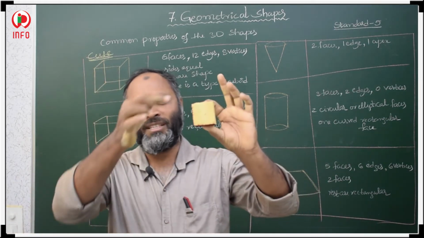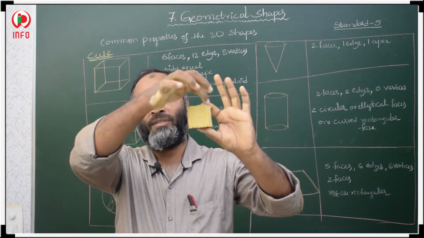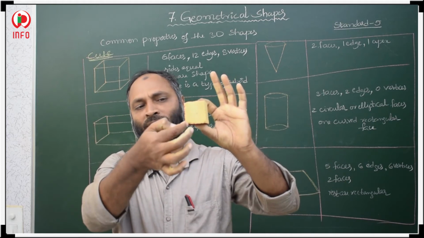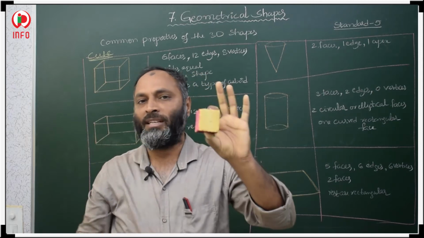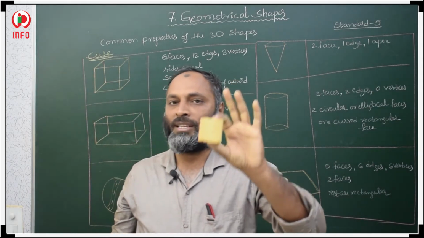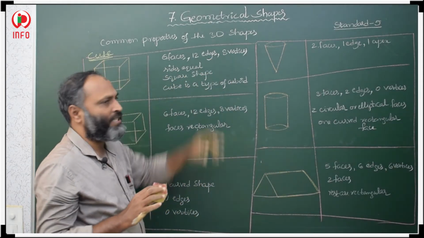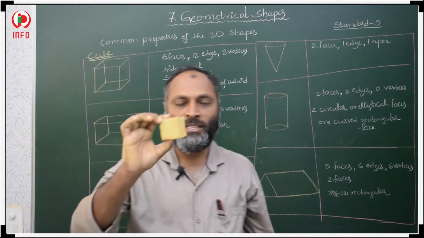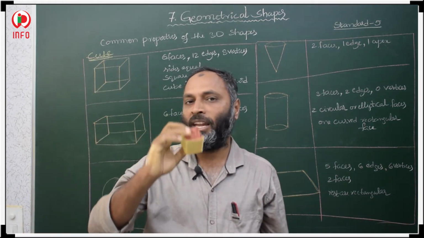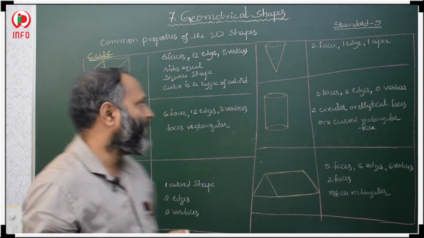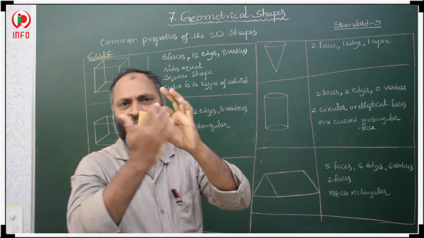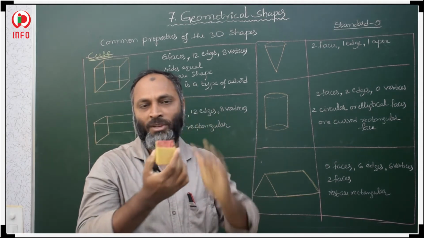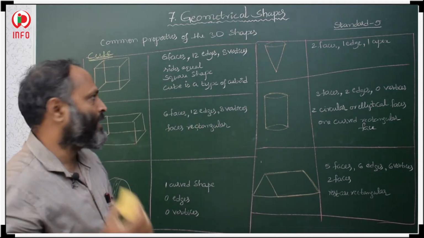And 8 vertices. How these 8 vertices? First vertex, second vertex, third vertex, fourth vertex. 4 vertices front side, 4 vertices back side. 4 plus 4, 8 vertices. It means 6 faces, 12 edges and 8 vertices. All these faces are equal in size, square in shape, all 6 faces.